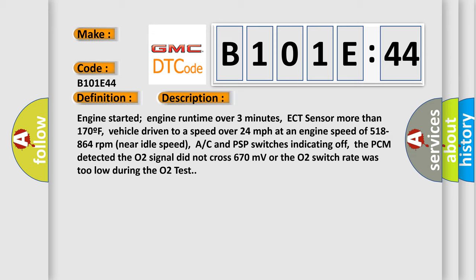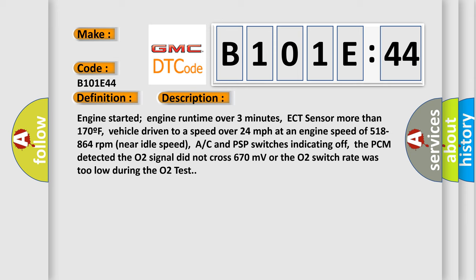Engine started, engine runtime over 3 minutes, ECT sensor more than 170 F, vehicle driven to a speed over 24 miles per hour at an engine speed of 518 to 864 revolutions per minute near idle speed, AC and PSP switches indicating off, the PCM detected the O2 signal did not cross 670 millivolts or the O2 switch rate was too low during the O2 test.